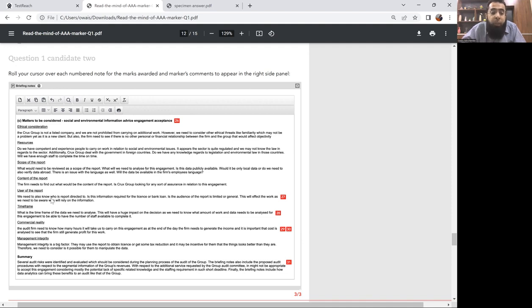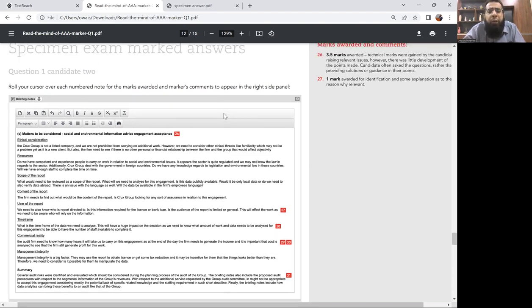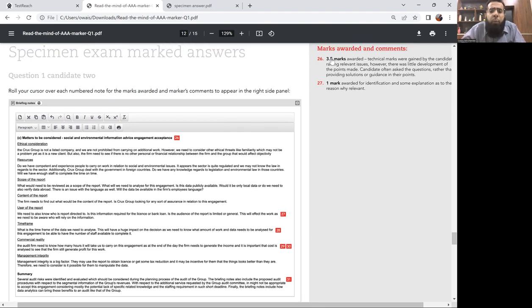Users of the report: we need to know who the report is directed to. If the information is required for a license or bank loan, the audience of the report is limited or general. This will affect the work, as we need to be aware of who will rely on it. So again, the examiner is giving him 1 mark, but still his mark points are not very good. Okay, so he was awarded an overall 3.5 marks.